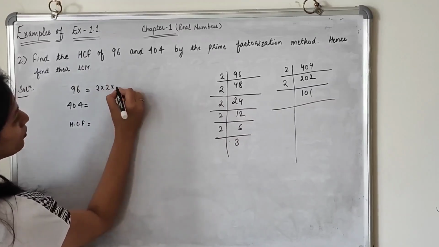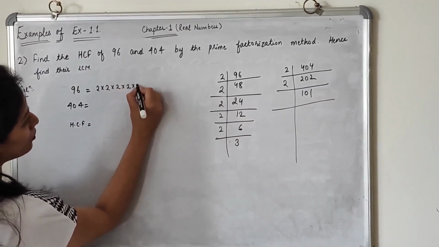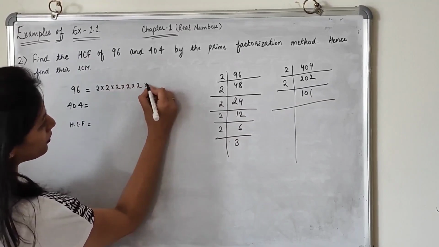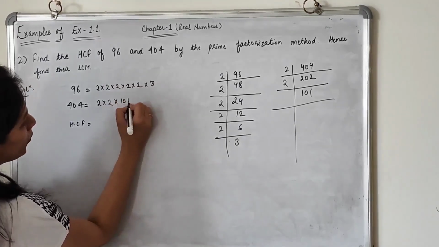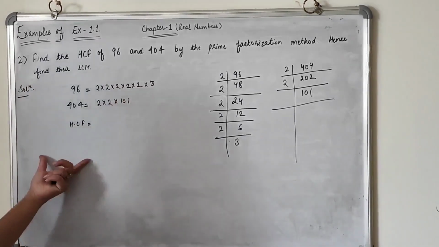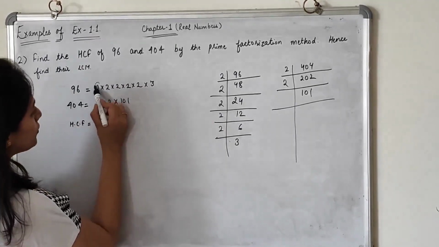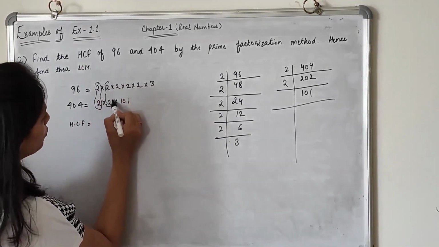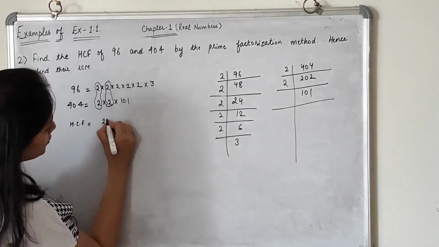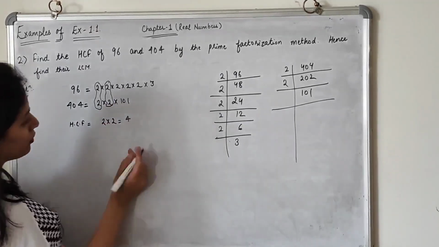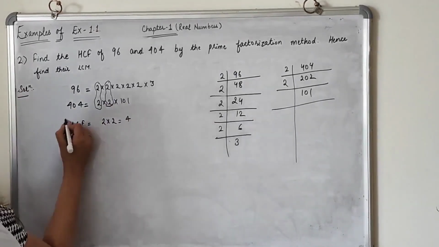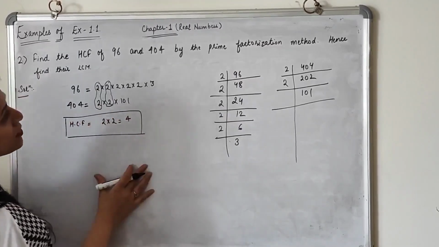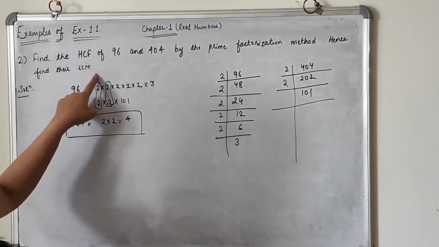2 into 2 into 2 into 2 into 3. And here 2 into 2, 101. So what will be the HCF? Take common among them, 2 into 2, which is 4. So here is the HCF of these numbers.